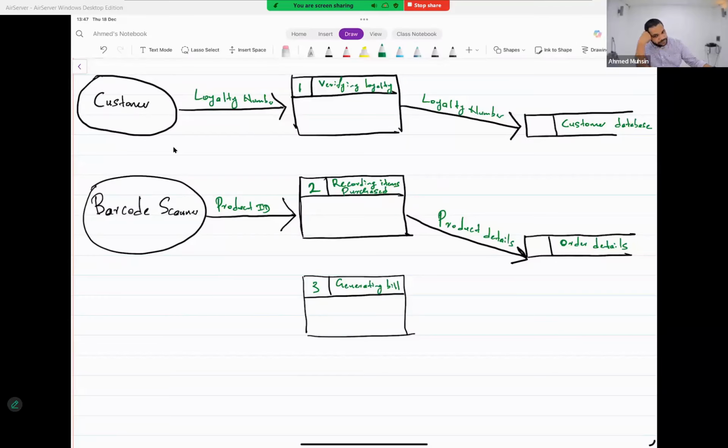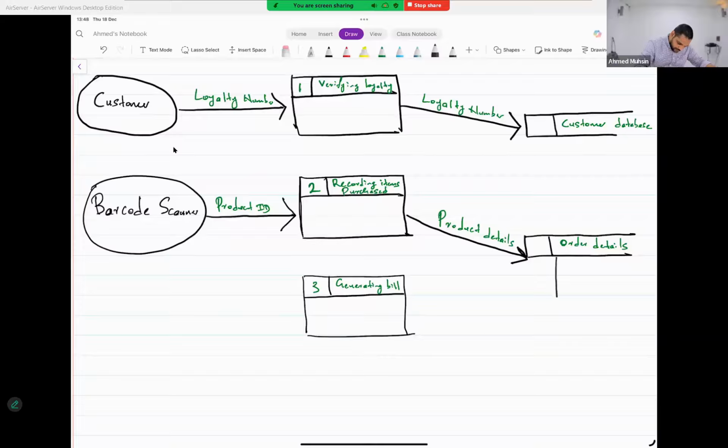You're saying from recording items purchased, we take the data to generating bill. I thought of taking the generating bill from the order details database. Everything is stored in the order details, because the customer is buying multiple products in a purchase. They're all being stored in order details. Then from the order details, it will give us the final list of items the customer has bought.